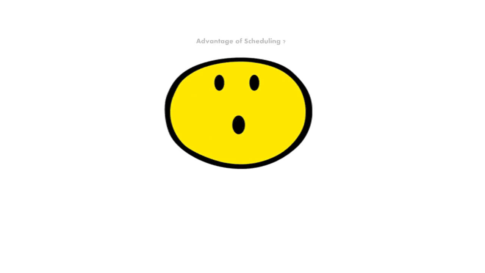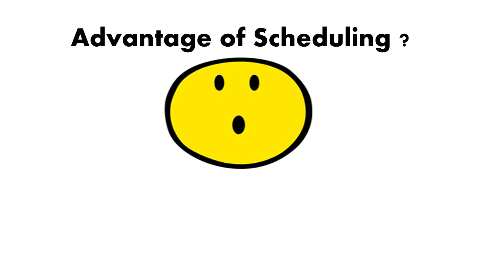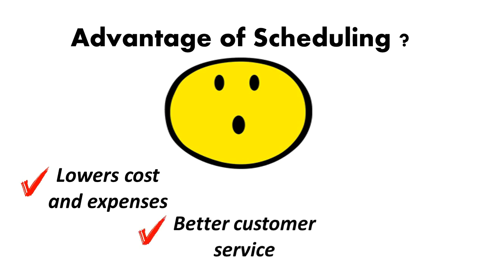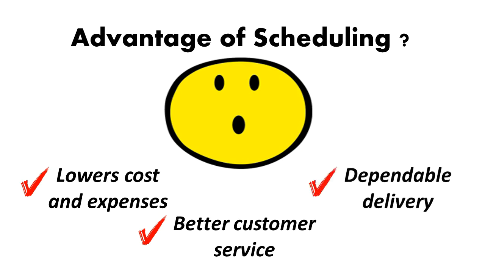Well, how does it benefit an organization? By scheduling effectively, companies are able to use their assets more effectively and create greater capacity per resources invested, which in return will lower the costs and expenses. This added capacity and related flexibility provides faster delivery and therefore will result in better customer service. Good scheduling is a competitive advantage which contributes to dependable delivery.